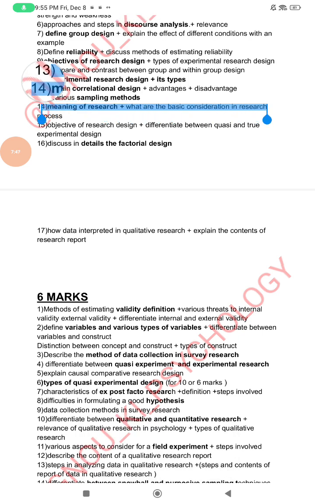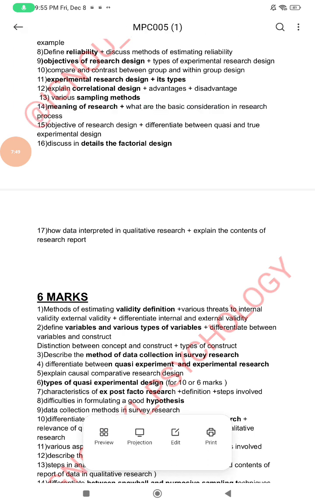Question number 14, meaning of research, then what are the basic considerations in the research process. This is again a straightforward question. You have to first explain what is research. Research is basically detailed and careful study of something to find out more information about it. It is a very scientific study of particular things. Then what are the basic considerations in research, what are the purpose, aims and objectives.